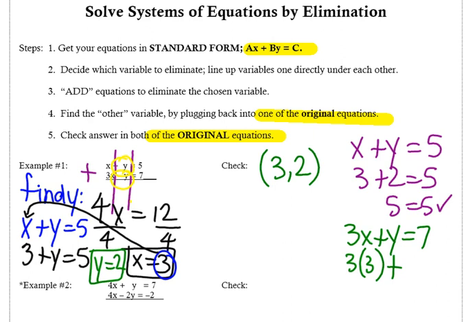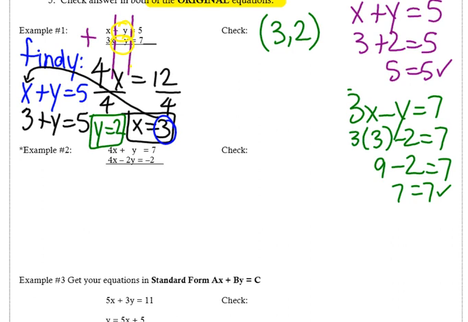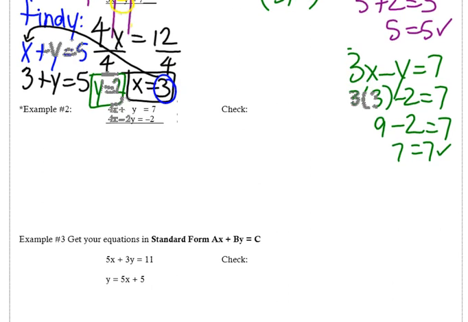sorry about that, that should be a subtracting. It should be minus, let me start again. 3x minus y equals 7. 3 times 3 minus 2 equals 7. 9 minus 2 equals 7, and 7 equals 7. Check. Okay. Let's continue working, and if you have questions, just start jotting them off to the side, and we'll try to address those when you come to class.